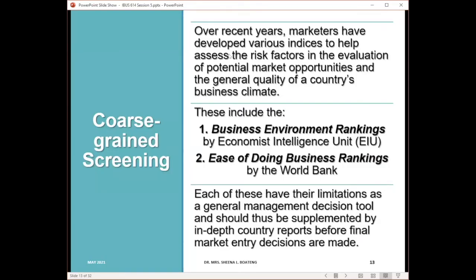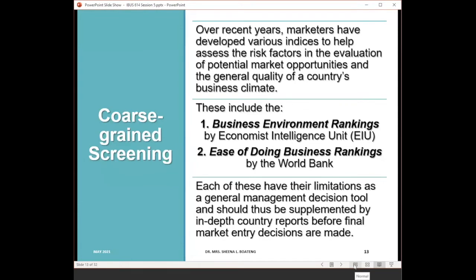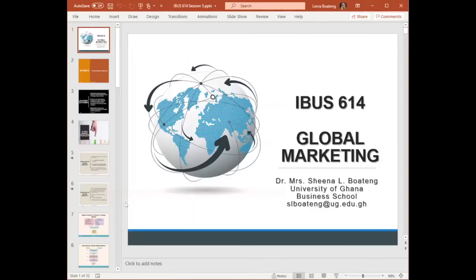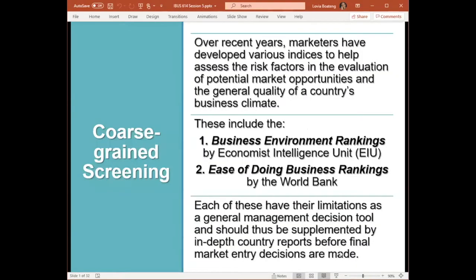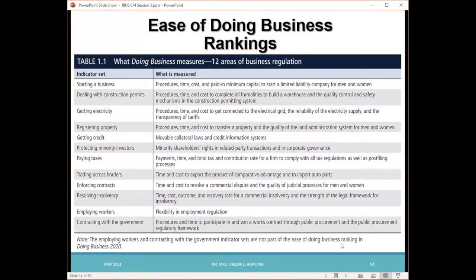Now, because of the nature of their rankings, every year, when they create the new set of rankings, they tell you which criteria were included and which were not included, because for various reasons, certain criteria may become redundant. And that is why, like I said, I prefer those reports that give you an accurate indication of their methodology. So with this particular one, you can see that as part of their methodology, they give you the 12 areas of regulation that they consider.